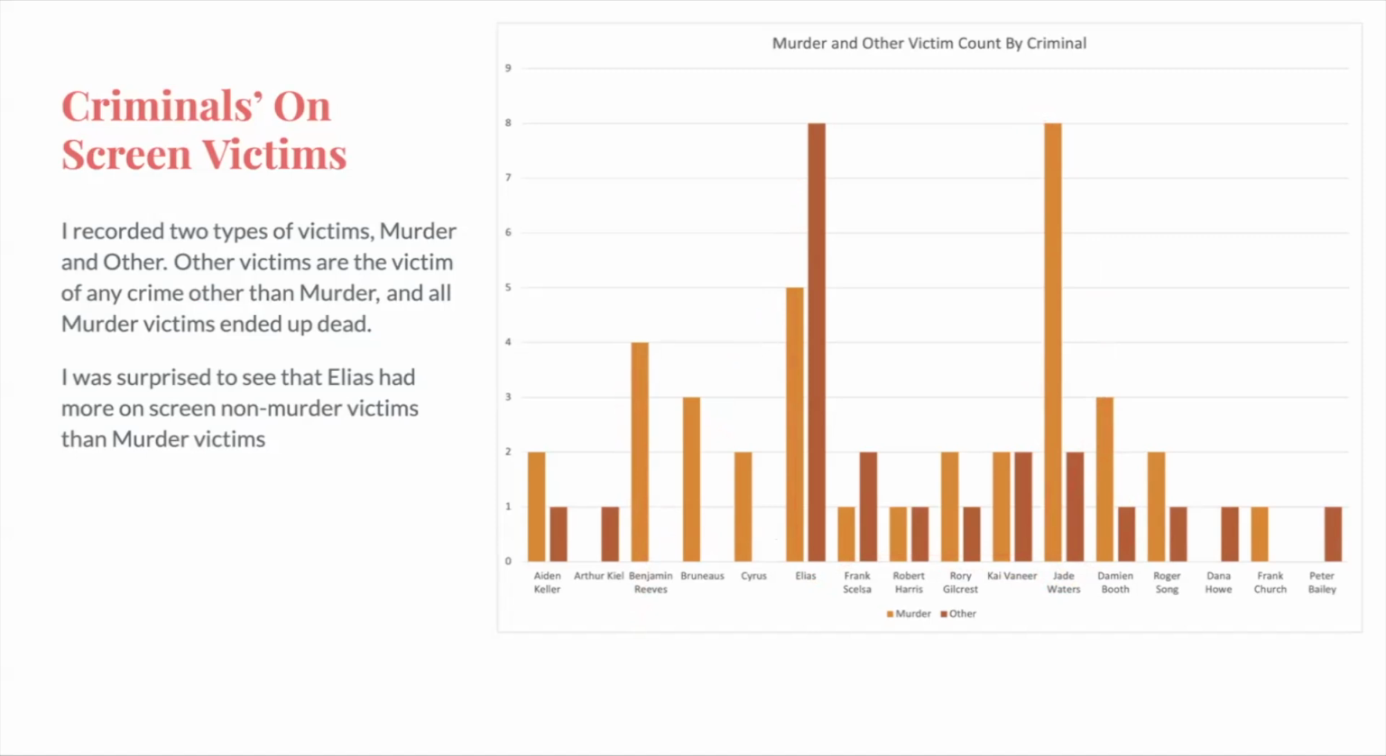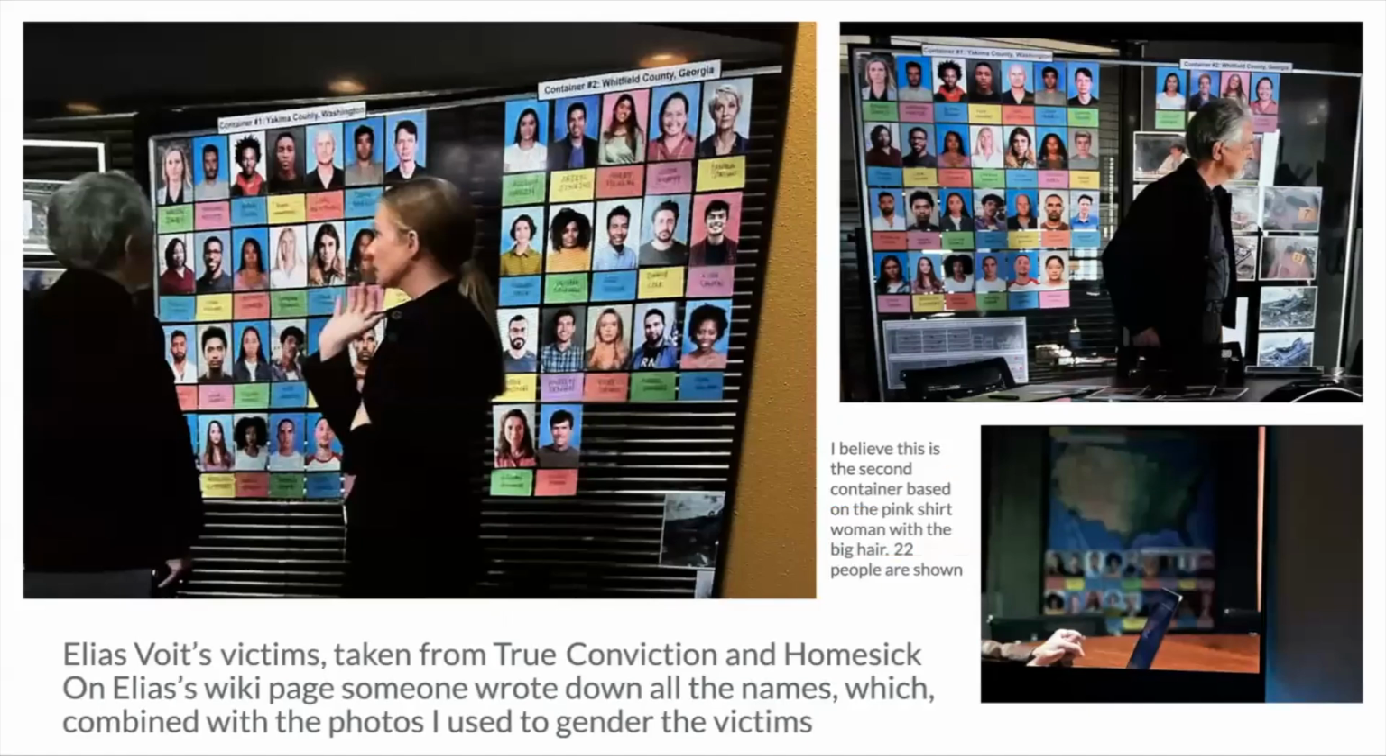The one thing I was really interested to find was how many people did Elias kill, and is the FBI accurate on that number? So when I rewatched season 1, I was looking out for these boards. And when I was watching season 2, I was watching this room so closely, the one with the big table in it, because of this board in the back.